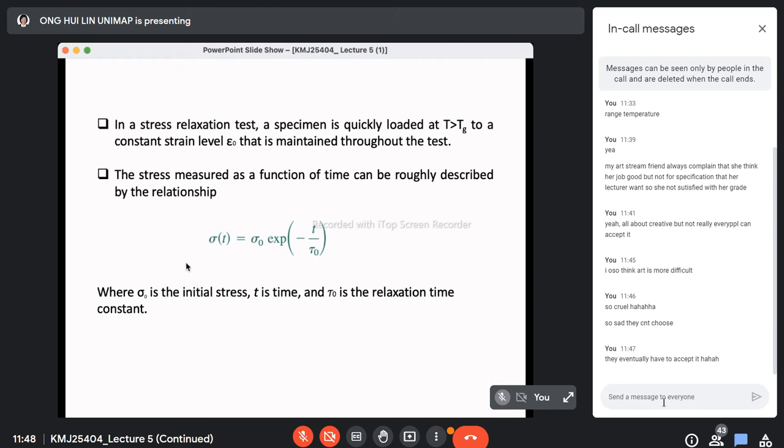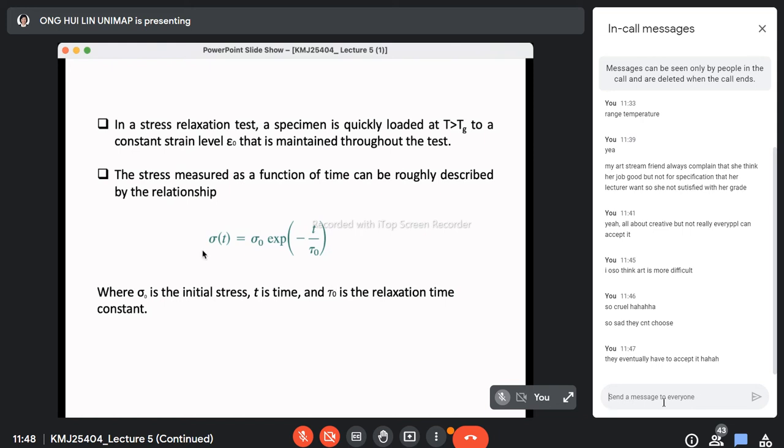Okay. So the stress. Here is the equation. Remember this equation, right? We calculate the stress at a certain time. T is at a certain time: 10 seconds, 20 seconds, 30 seconds. Okay? It equals the initial stress. They will give you the initial stress. Okay? Exponential, negative t, where t is also at a certain time. For example, 10 seconds.